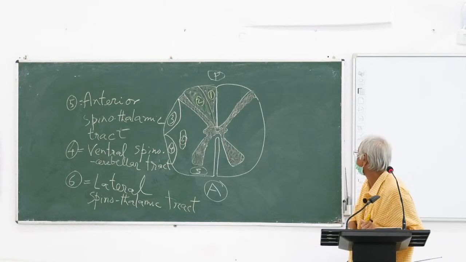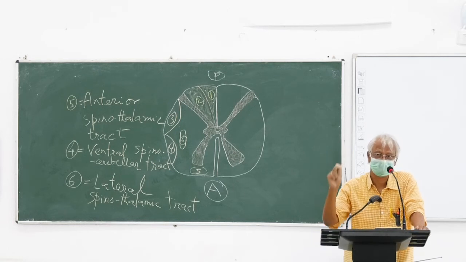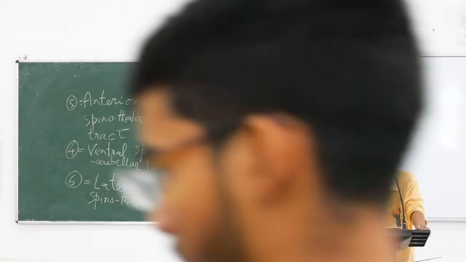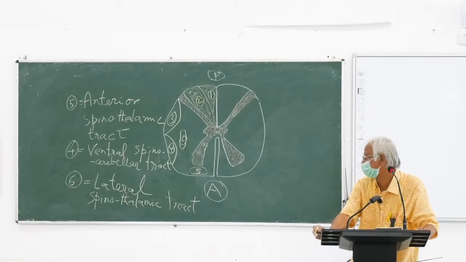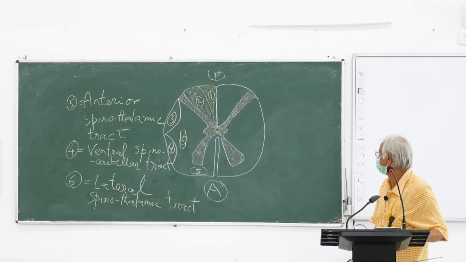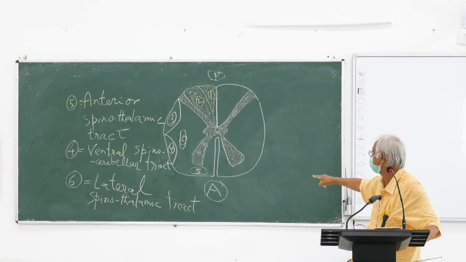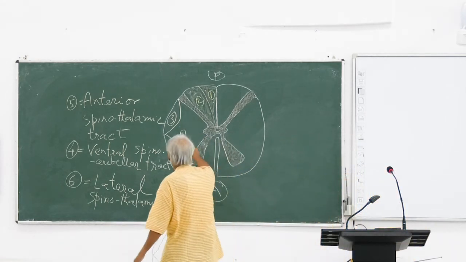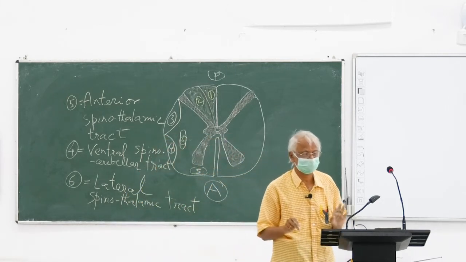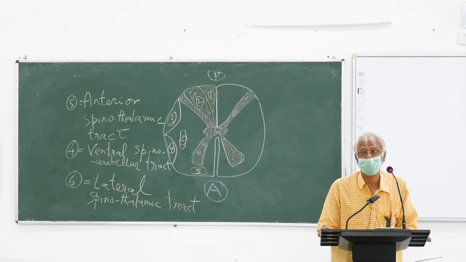Fasciculus gracilis, fasciculus cuneatus, medial fasciculus gracilis, lateral fasciculus cuneatus. Then dorsal spinocerebellar tract, ventral spinocerebellar tract. Number 5 is anterior spinothalamic tract. Number 6, lateral spinothalamic tract. Only 6 ascending tracts. Please remember, whole life you will have to remember it.